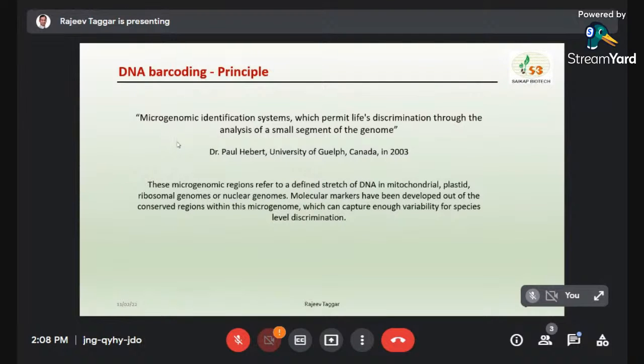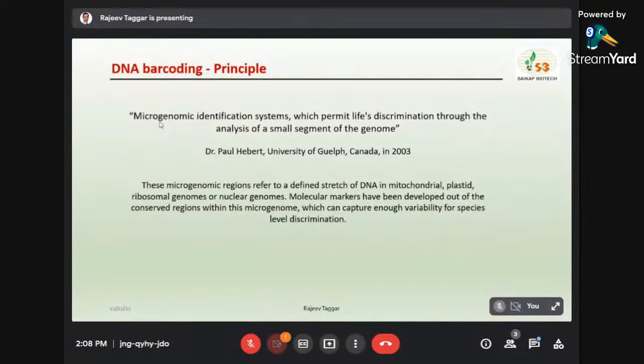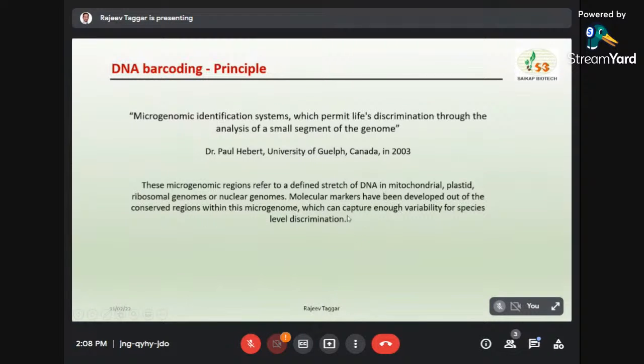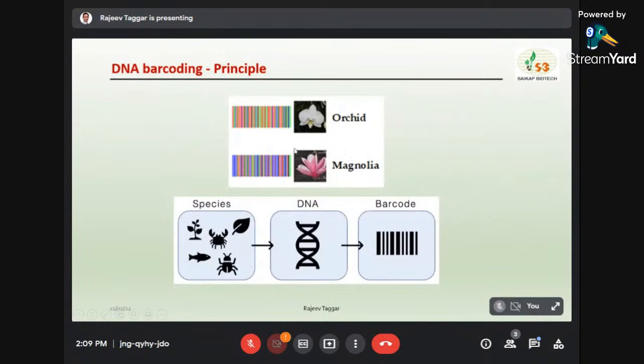find out what that sequence is, you don't need to look at either the morphology or even the whole genome. Just a tiny fragment of the DNA can permit the discrimination of life through the analysis of a small segment of DNA. And underneath what I've written is that this small fragment of DNA can be from mitochondria, plastids, ribosomes, or nuclear genomes. So that's how it is. Let's continue to find out a bit further about it.